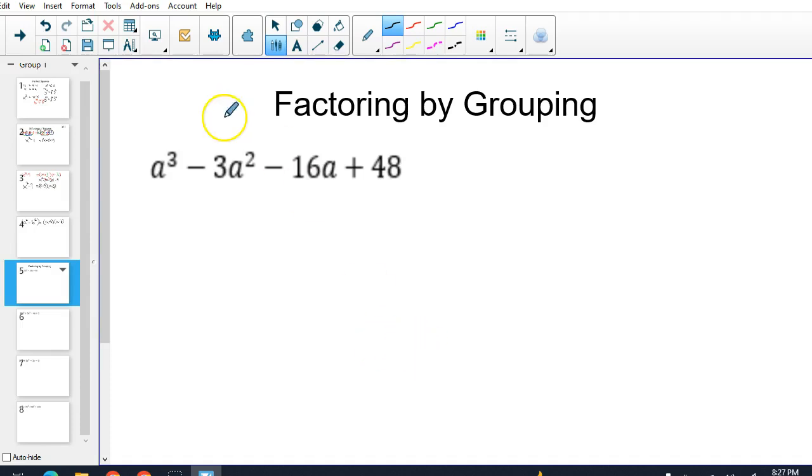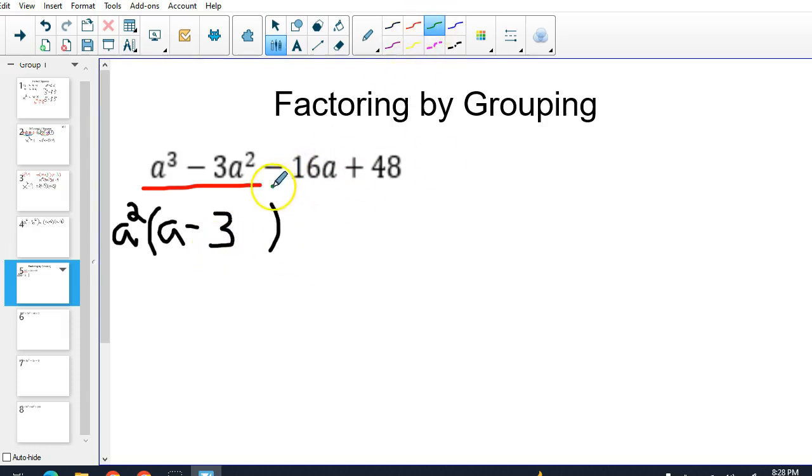When we're factoring by grouping, we're pretty much taking two of our four terms, or any set of terms, and trying to find a group that has something in common. So here, look at our two terms. These both have an a squared in common. So we can factor out that a squared. What's left on the inside: a cubed divided by a squared will be a, minus 3a squared divided by a squared will be 3.